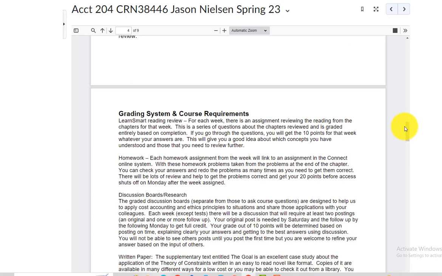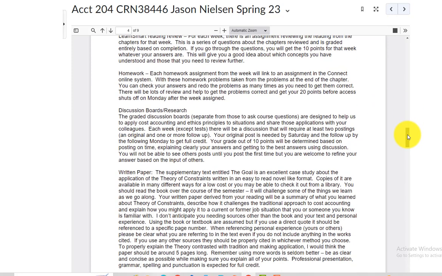Some requirements, what most people want to know, okay? For each week, there will be a reading review. And it will be linked on the website to the Connect system, where you'll answer questions about the reading in the chapters that are assigned for that week. You'll be able to answer those questions as many times as you need to get them all right. As long as you keep answering them until you get them right, you'll get full credit, no matter how much time that takes or how many times you have to answer the questions. Okay, so it's just a way to review what you've read.